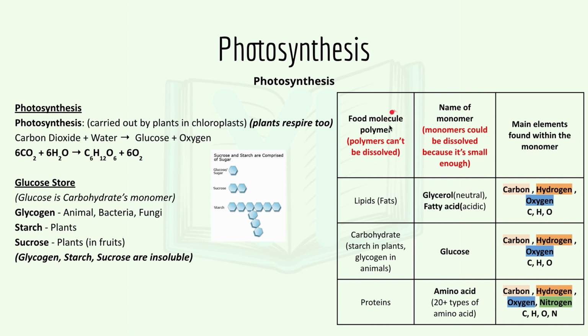And here's a range of polymers: lipids, which are fats, carbohydrate, and protein. The monomers for lipid are glycerol and fatty acid. The monomer for carbohydrate is glucose, and the monomer for protein is amino acid. The main elements found within the monomers all include carbon, hydrogen and oxygen, except that protein also has nitrogen.